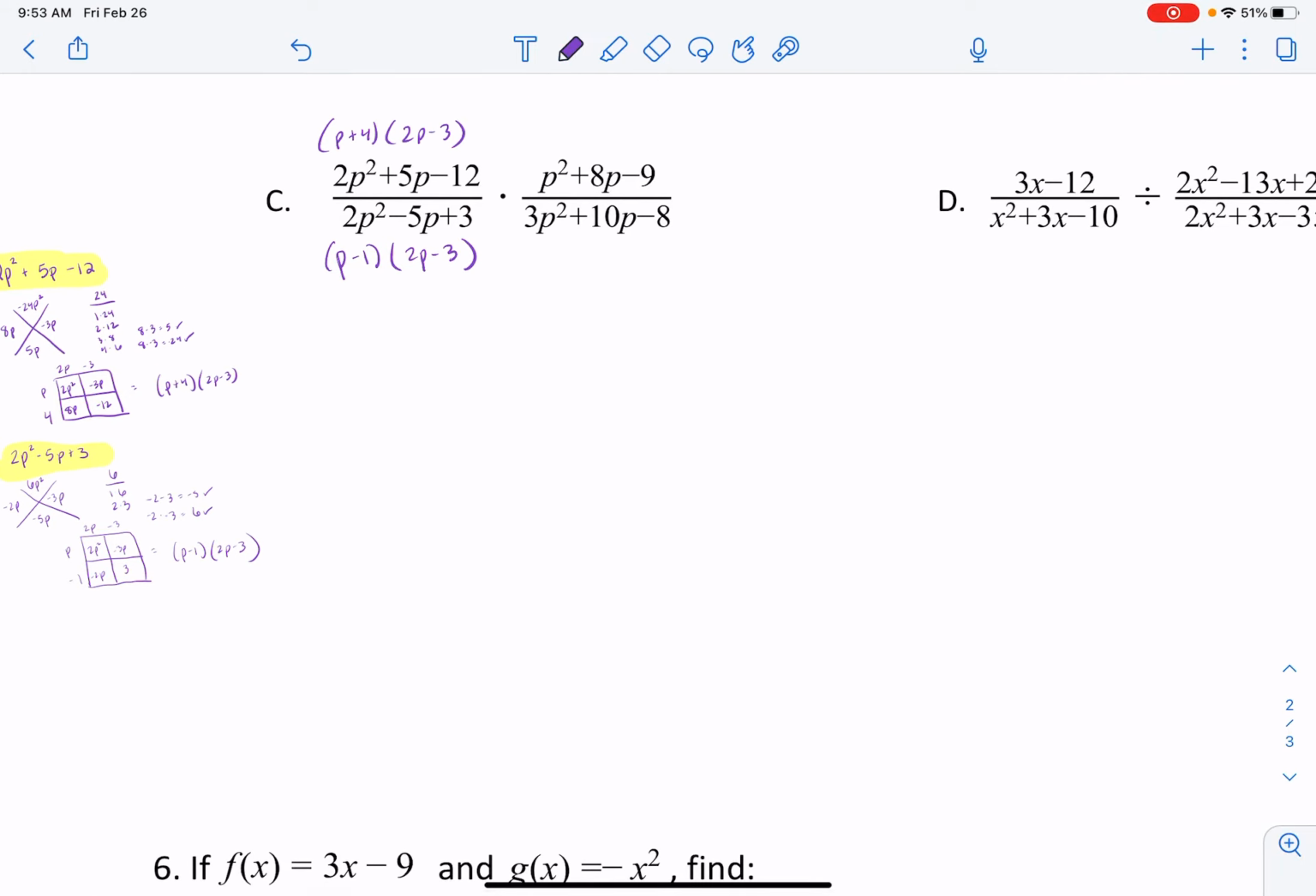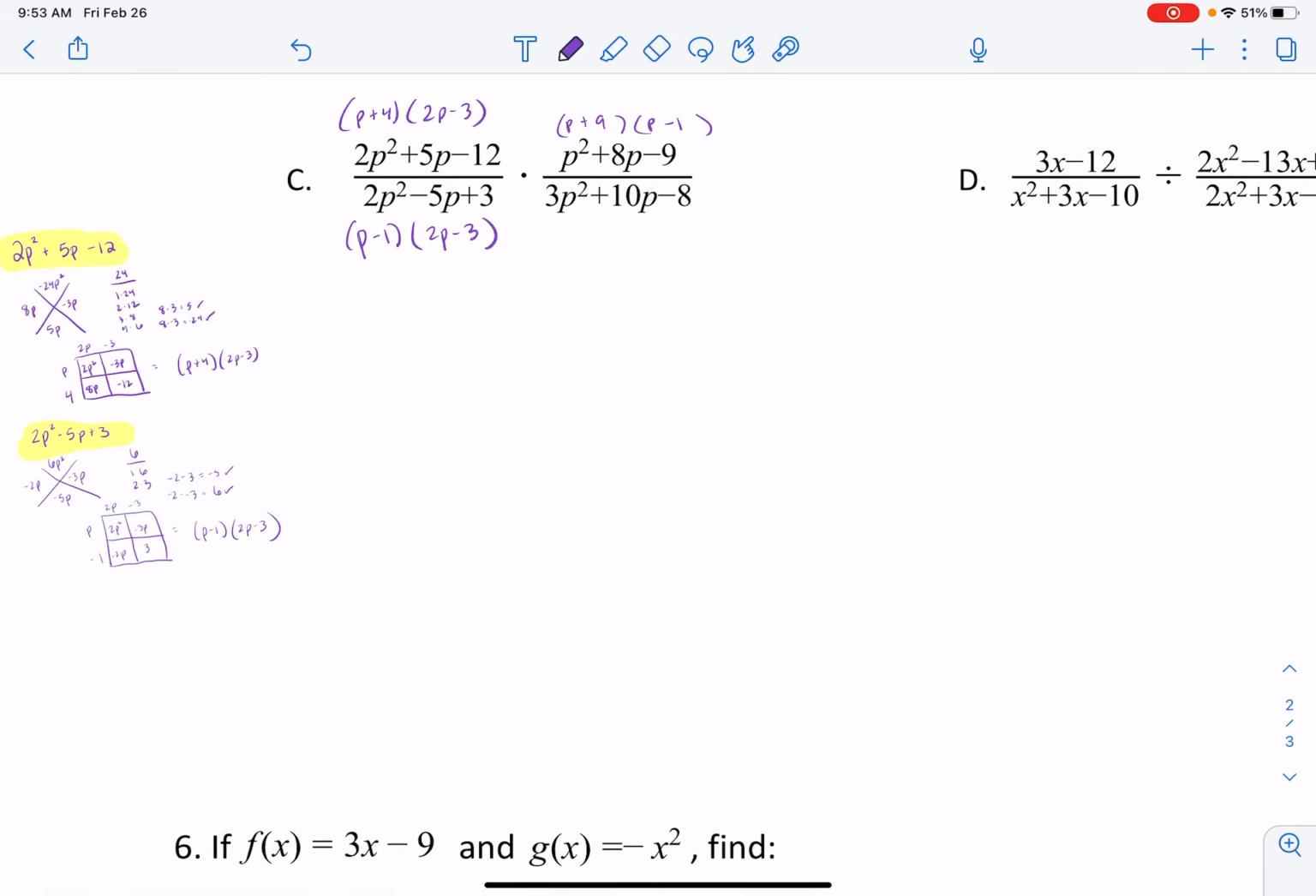For this one, we can just factor. So we've got p and p. What multiplies to be negative 9, but adds or subtracts to be 8? Well, if we took 9 minus 1, so 9 minus 1 is 8, and 9 times negative 1 is negative 9. So that works. So very last one for diamond method, we've got 3p squared plus 10p minus 8.